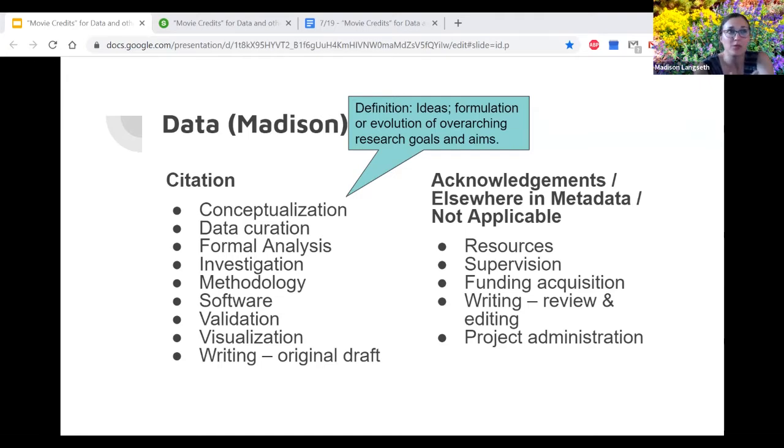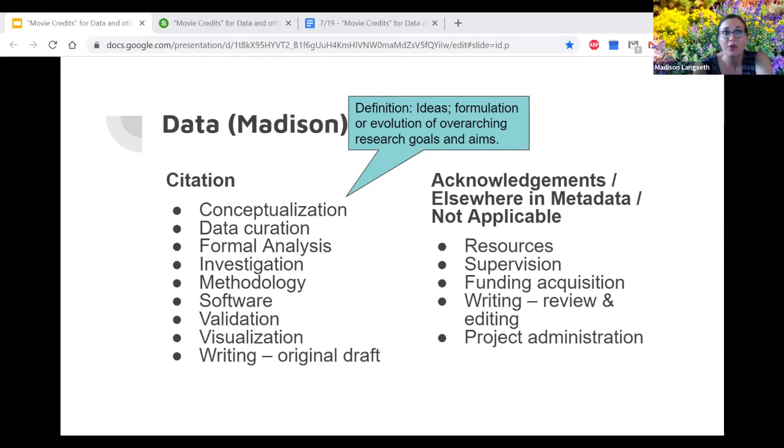For example, conceptualization was very difficult for participants to wrap their heads around for data in general, particularly given the credit definition, which was ideas, formulation, or evolution of overarching research goals and aims. Despite these limitations, the breakout group that we had on this during the winter meeting was able to determine some roles that may be appropriate to include in a data citation, and some roles that may be more appropriate in acknowledgements, on the landing page, or elsewhere in the metadata, or in some cases that wouldn't necessarily require credit in a data publication.